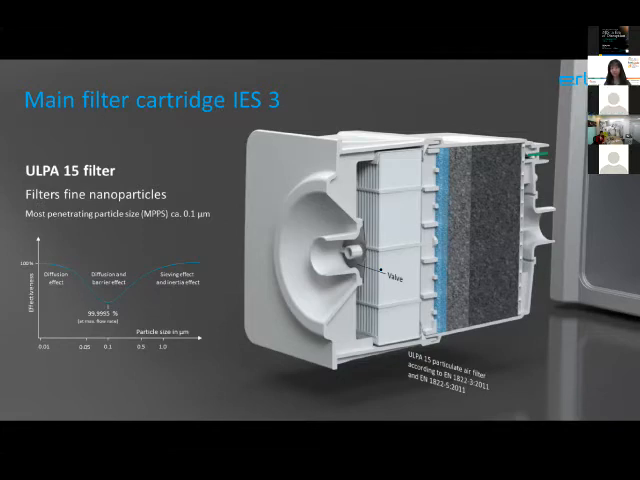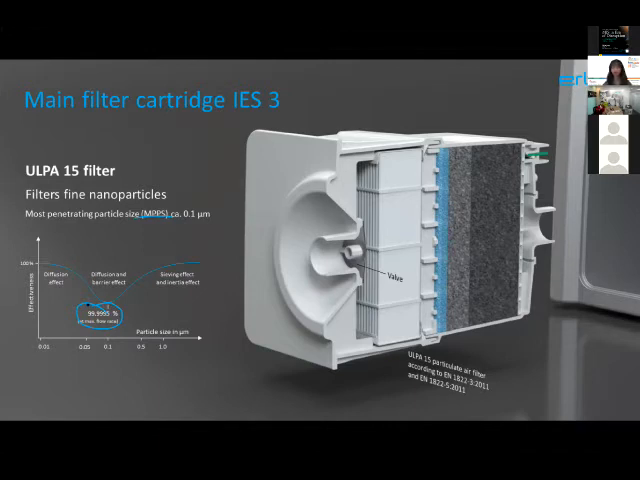So for all different kinds of filters, they measure it by the MPPS, or the most penetrating particle size, which in this case, at 0.1 micrometer, particles of this size can penetrate even further into the filter system. But for the UPA 15, it filters 99.9995%, which is about 5 in 1 million. And for sizes below that and above that, it does it as close to 100%.